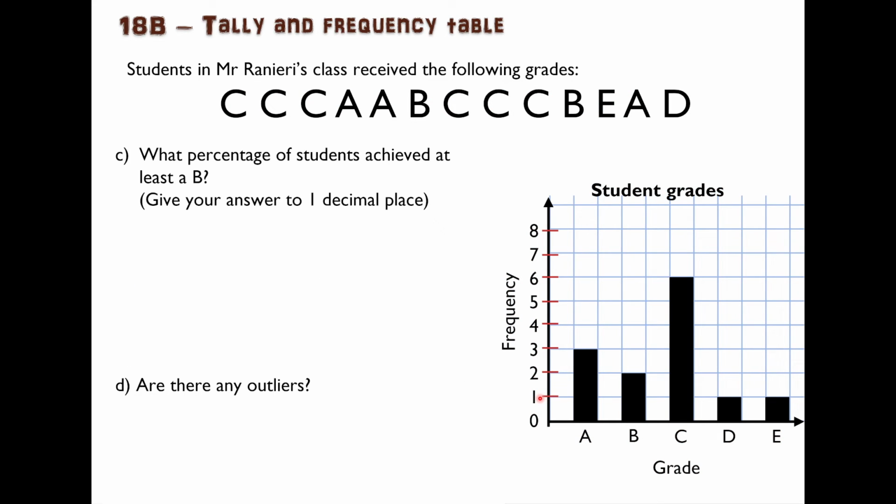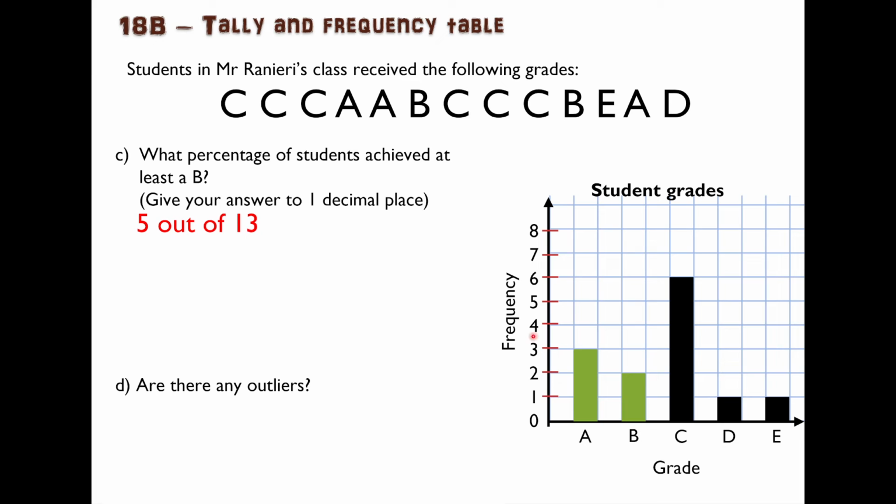Once we've got the graph, we can start to answer questions about the data and explore the data. For example, what percentage of students achieved at least a B? Well, which students scored at least a B? These ones didn't, they got a C. These ones scored at least a B, and these ones scored at least a B. At least means a B or higher. So, how many students is this? There are 2 here plus 3 here. That's 5 students. So 5 out of 13 students received at least a B.